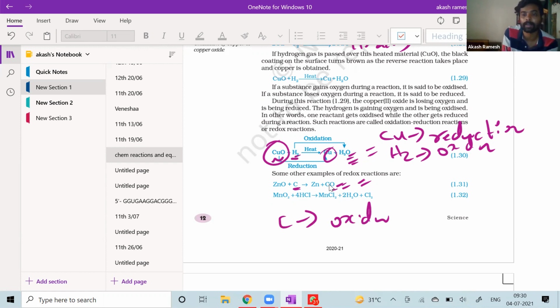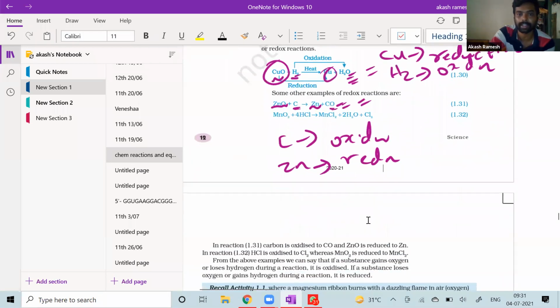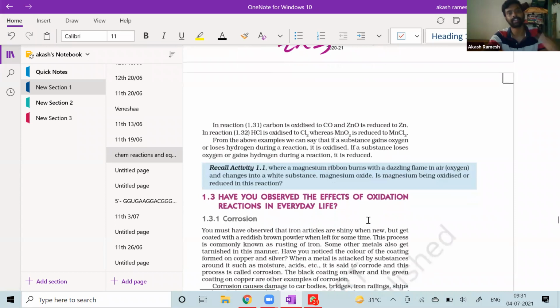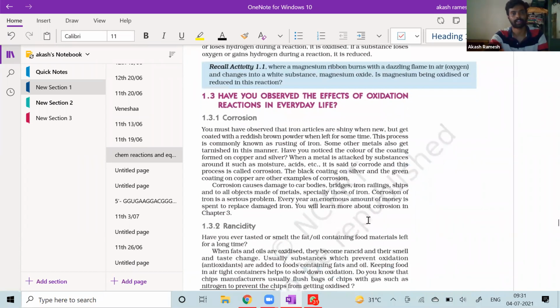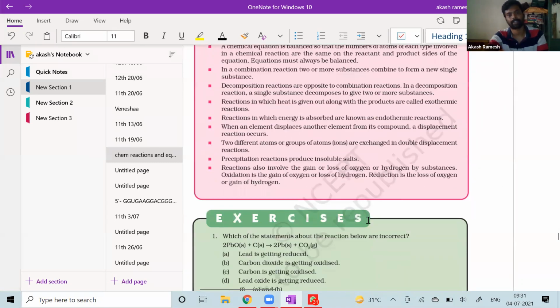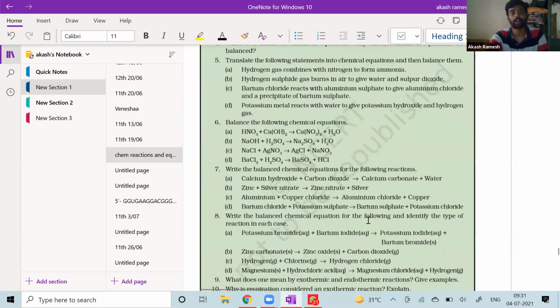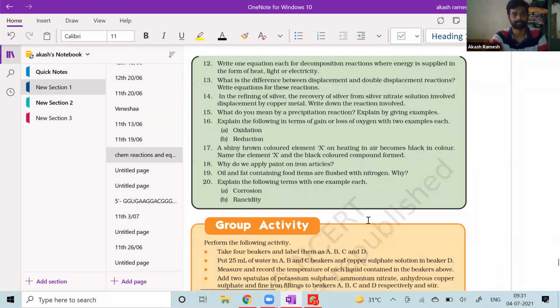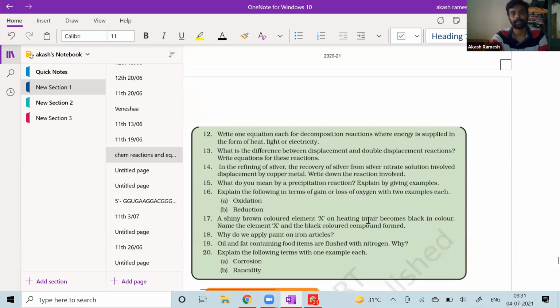So definitely carbon undergoes oxidation, and we should not tell zinc, we should tell zinc oxide. From zinc oxide, I have removed oxygen to form zinc. So actually I have removed oxygen, so this is reduction. This is how you should speak. So guys, like this, you must understand for all the reactions what is undergoing oxidation, what is undergoing reduction. So we saw corrosion, we saw rancidity, and that's it, done. So we have successfully completed, with this, the first chapter.